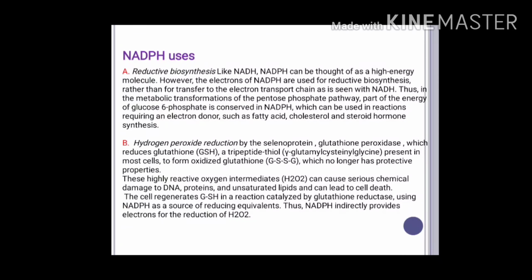So what is happening in hydrogen peroxide reduction? Hydrogen peroxide that is produced in the cells needs to be reduced, and for this reduction we need the enzyme glutathione peroxidase, which will act on reduced glutathione, and this reduced glutathione will convert H2O2, that is peroxide, to water, and itself will be converted to oxidized glutathione. Again, this oxidized glutathione is converted back to reduced glutathione using glutathione reductase, which requires NADPH.